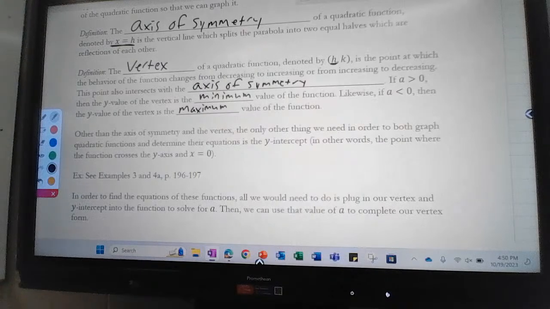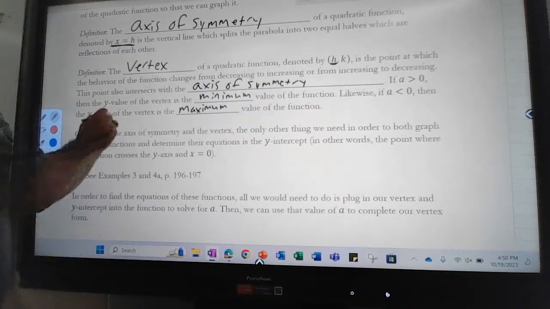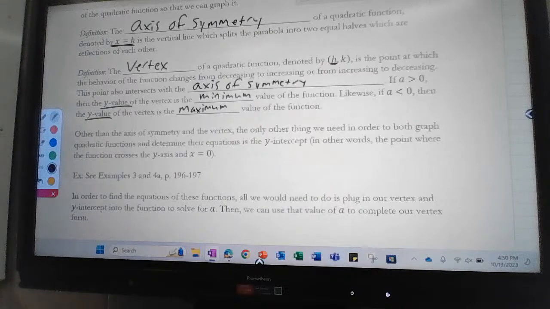Because again, we're talking specifically about the y value of the vertex. The x value of the vertex only tells you where the maximum and minimum value are and where the axis of symmetry is. It's the y value of the vertex that's the actual minimum or maximum value. Other than the axis of symmetry and the vertex, the only other thing that we need in order to graph quadratic functions is the y-intercept. In other words, the point where the function crosses the y-axis, and of course, that's the point where x equals 0. Okay, let's look at an example.